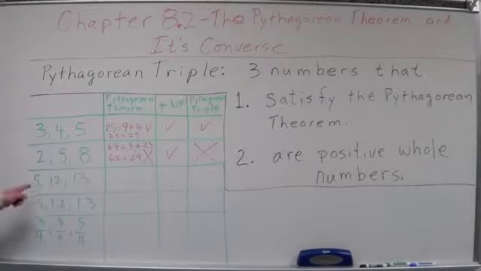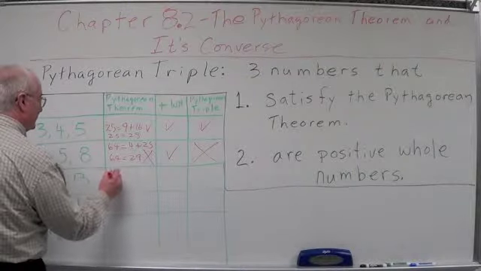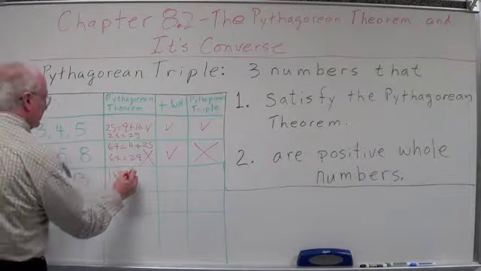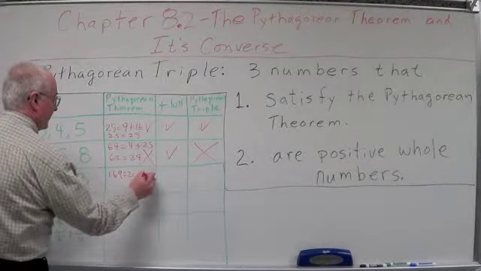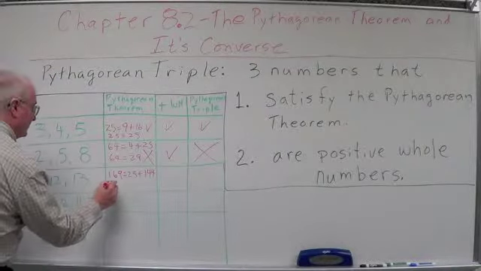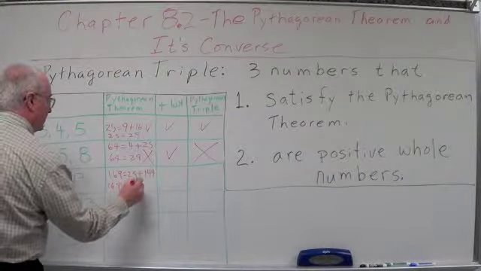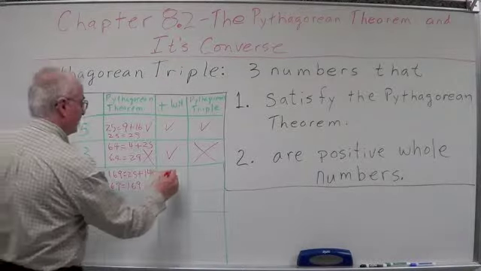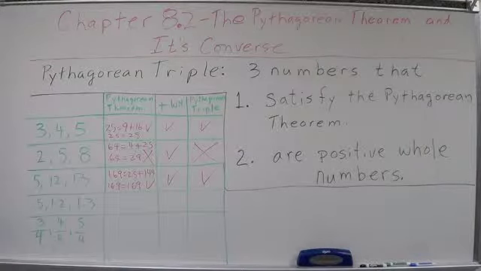Now, let's look at 5, 12, and 13. 13 is a big one. 13 squared is 169. 5 squared is 25 plus 12 squared is 144. Add those up. Does 169 equal 25 plus 144? Yeah. So does it satisfy the Pythagorean theorem? Yes, it does. Are they positive whole numbers? Yes. Are they a Pythagorean triple? Yes, they are.